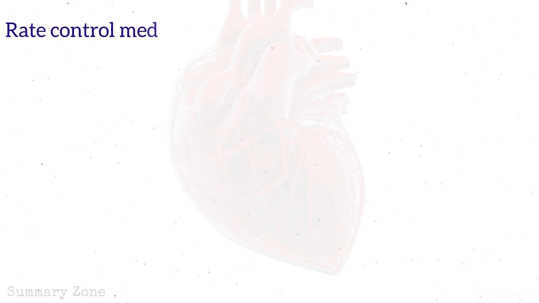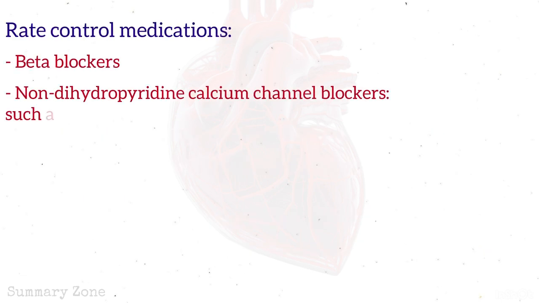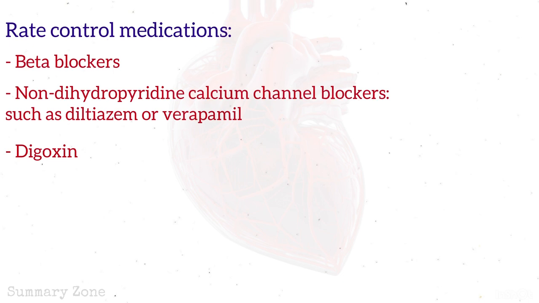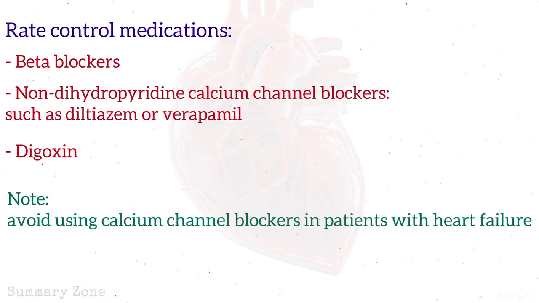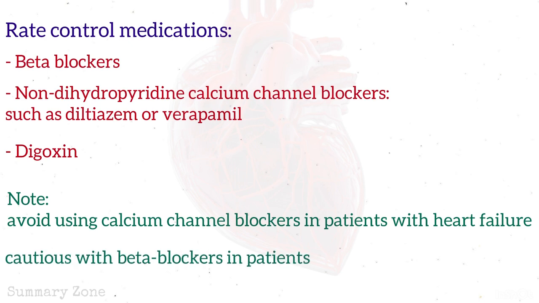For these patients, we use medications like beta blockers or non-dihydropyridine calcium channel blockers such as diltiazem or verapamil. You can also add digoxin if needed. A quick but important note: avoid using calcium channel blockers in patients with heart failure, and be cautious with beta blockers in patients who have asthma.